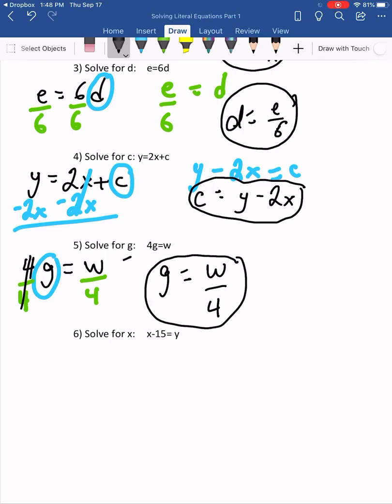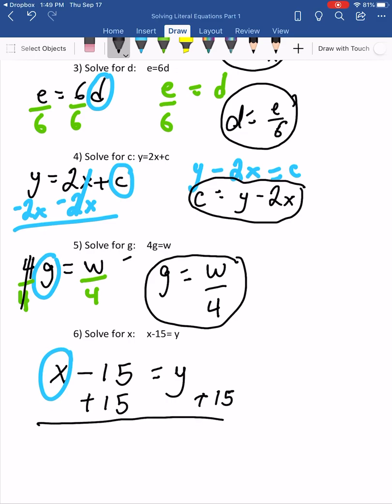And your last one, x minus 15 equals y. Solve for x. We need to move over that 15. So of course, to move over that 15, we're going to add 15 to both sides. y and 15, of course, are not like terms. So our answer is going to be x equals y plus 15. And again, it begins with what we want to solve for, so we don't need to turn anything around.